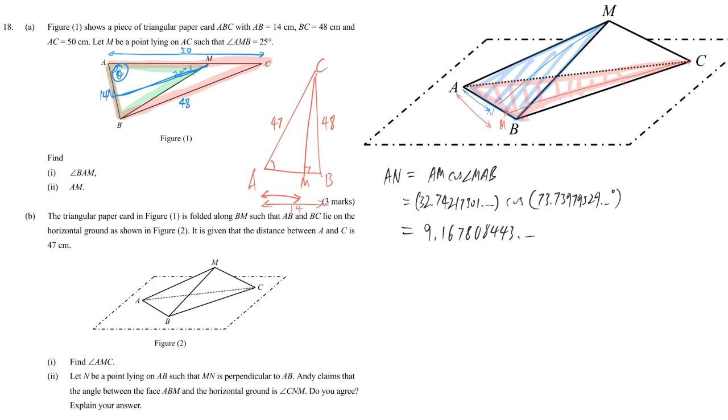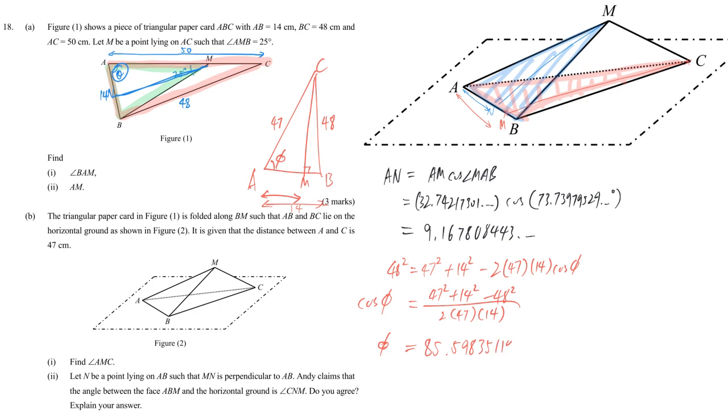So this is our target. For example, this is phi. Then we have 48 squared is equal to 47 squared plus 14 squared minus 2 times 47 times 14 times cosine phi. Then we solve, cosine phi is equal to 47 squared plus 14 squared minus 48 squared, divided by 2, divided by 47, divided by 14. Then we take shift cosine, we get the angle is 85.5983519.